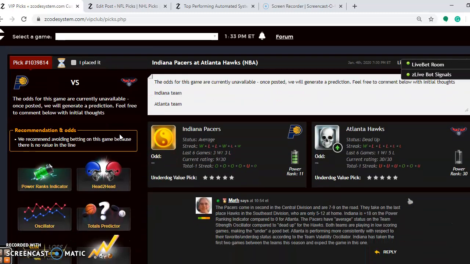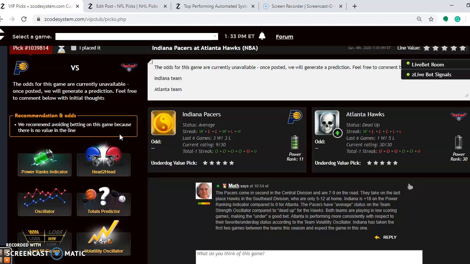Take a look at another matchup here, the Indiana Pacers and the Atlanta Hawks. The Pacers come in second in the Central Division. They are 7-9 on the road. The Hawks are last in the Southeast Division. They're only 5-12 at home.